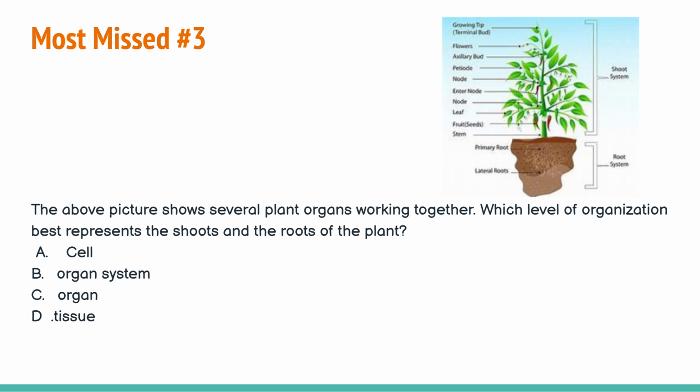The organ system would be the root system and the shoot system, which is a broader function. The root system has the huge function of actually absorbing the water, whereas the shoot system is the photosynthesis and the stem is for the uptake of water. So here, the shoots and the roots represent the organ system of the plant, and the organism would be the whole plant itself. So organ system is the right answer.